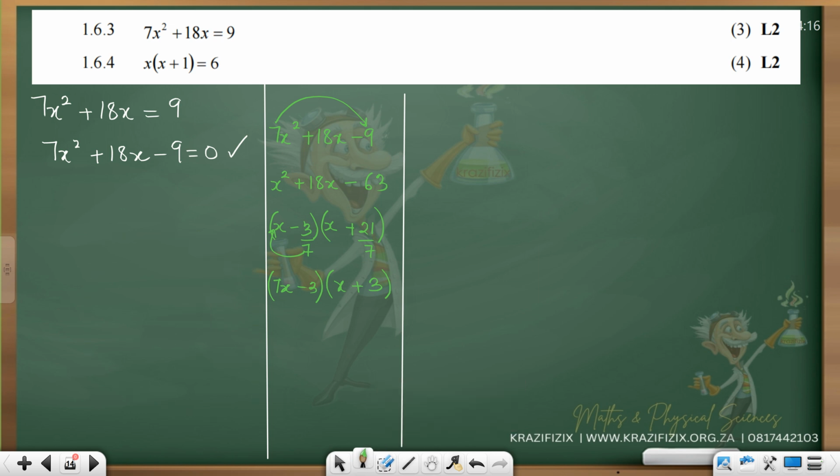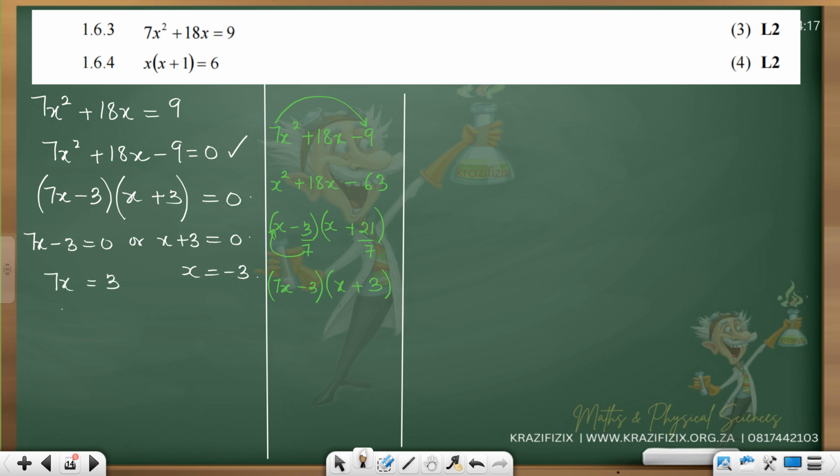No calculator. Now, all I need to do to show my examiner is to open my two brackets. You see, I'm not showing them what I did. 7x minus 3, x plus 3. Beautiful. Therefore, 7x minus 3 equals 0, or x plus 3 equals 0. All right, this one, x is negative 3. And on this side, okay, I don't want to jump steps. I want us to take it slowly. x equals 3 over 7. Let me know if everyone is okay. Simple maths. Maths is beautiful.